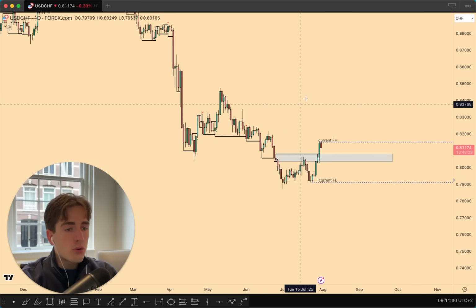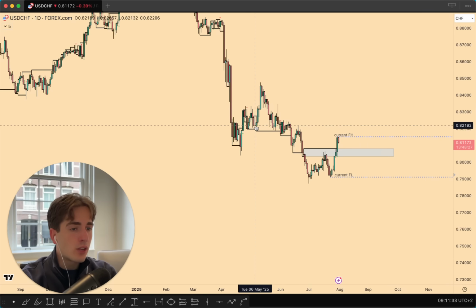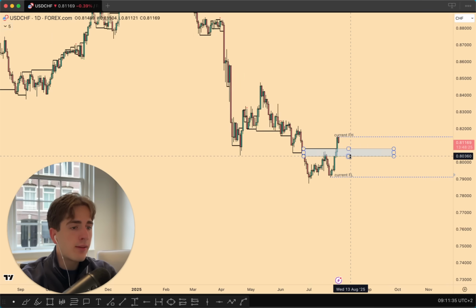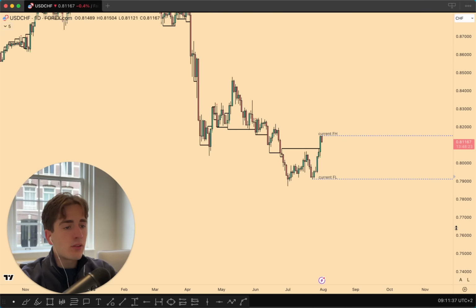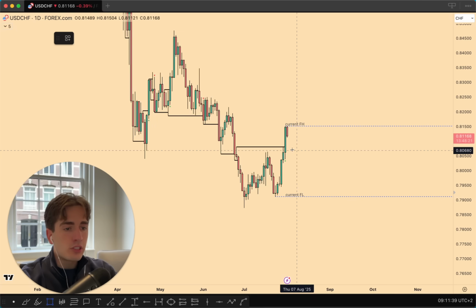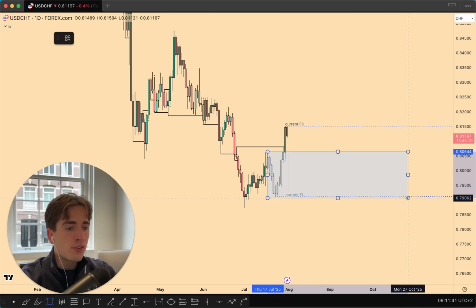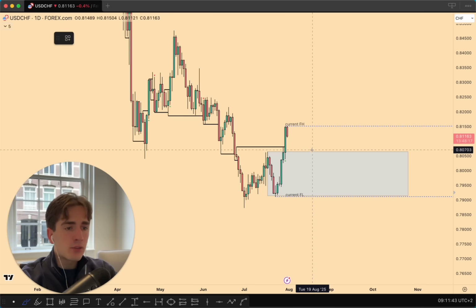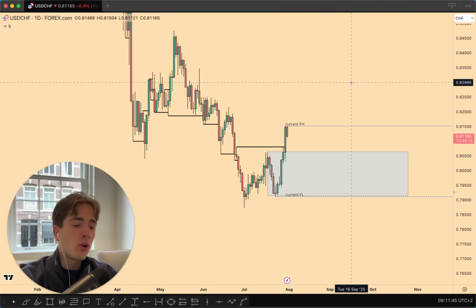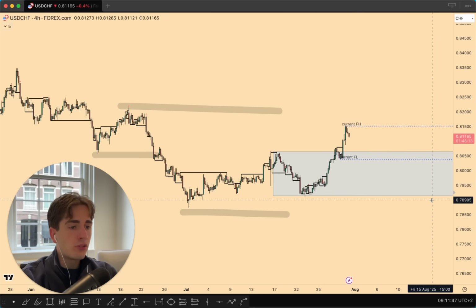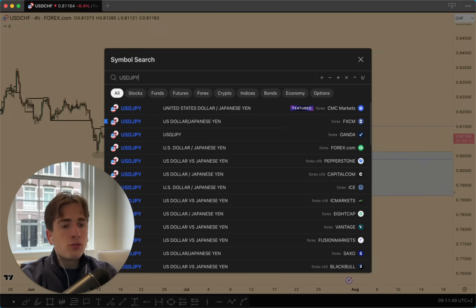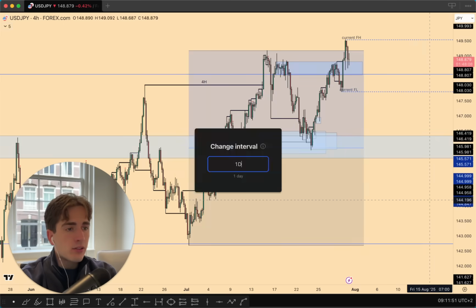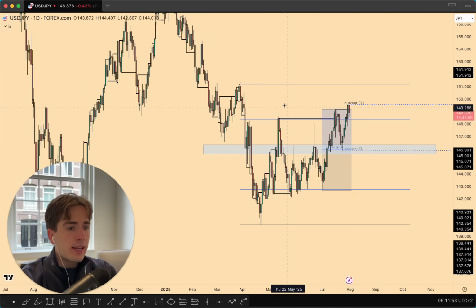Dollar Swiss broke out here on the daily fractal for the first time since May, if I'm not mistaken. So what I'm now looking at on dollar Swiss is further upside continuation overall on the daily order flow. Once we see that retracement, I'll be looking for a further long opportunity, similar to the dollar index. Going into dollar yen, we can see that dollar yen continued its overall leg up once again.